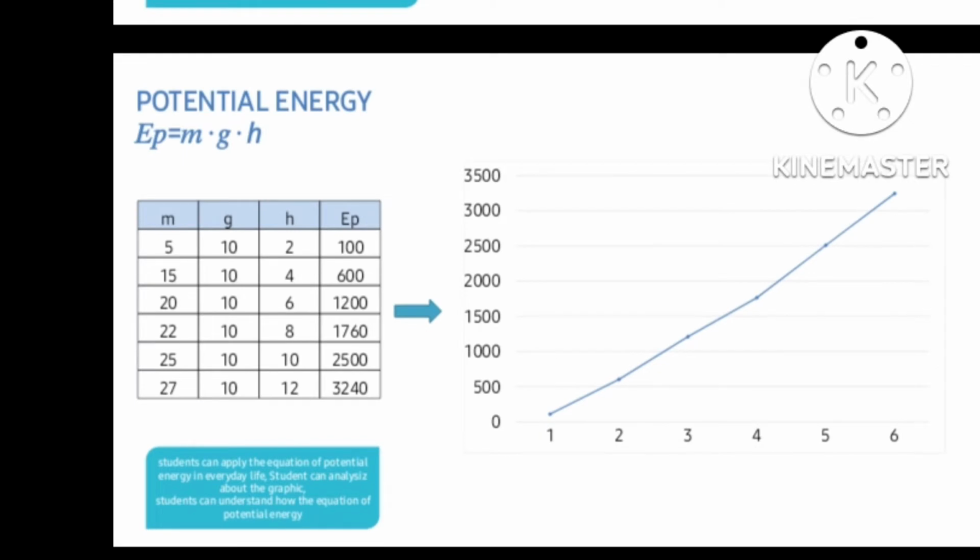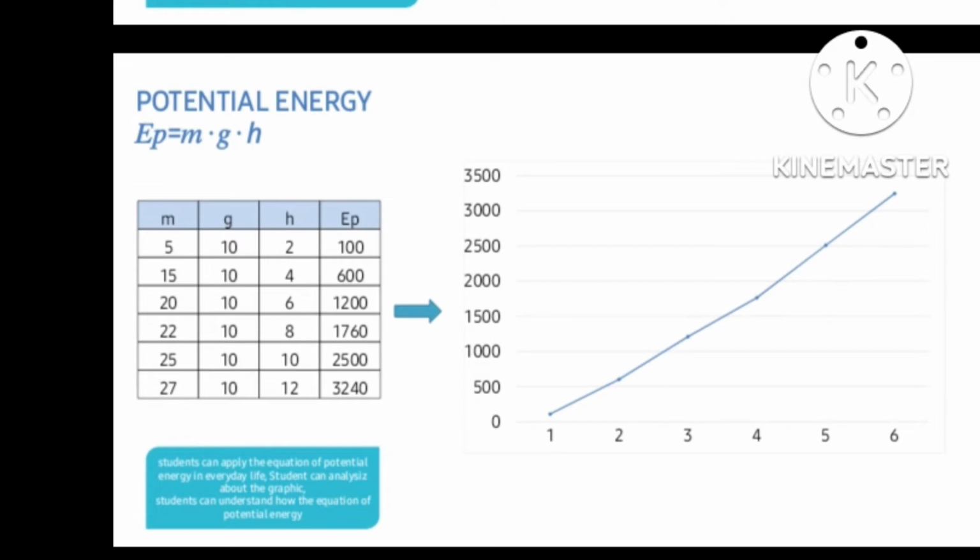Next is the potential energy graph. The formula for potential energy is mass times gravity times height. So for the first value, the mass is 5, the gravity is 10, and the height is 2. Then the value of potential energy is 100. For the second value, the mass is 15, the gravity is 10, and the height is 4. Then the value of potential energy is 600.